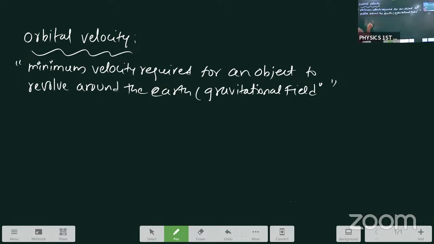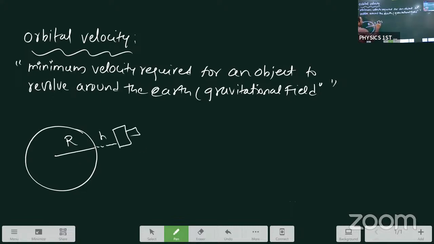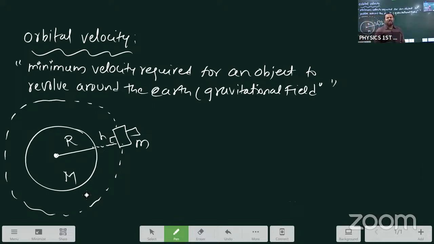Now, this is the diagram. R is the radius of the Earth; from the Earth's surface, small h is the height. One object is revolving in a circular orbit. R is the radius of the Earth, small m is the mass of the object, and capital M is the mass of the Earth. The object revolves in a circular orbit with speed or velocity VO.